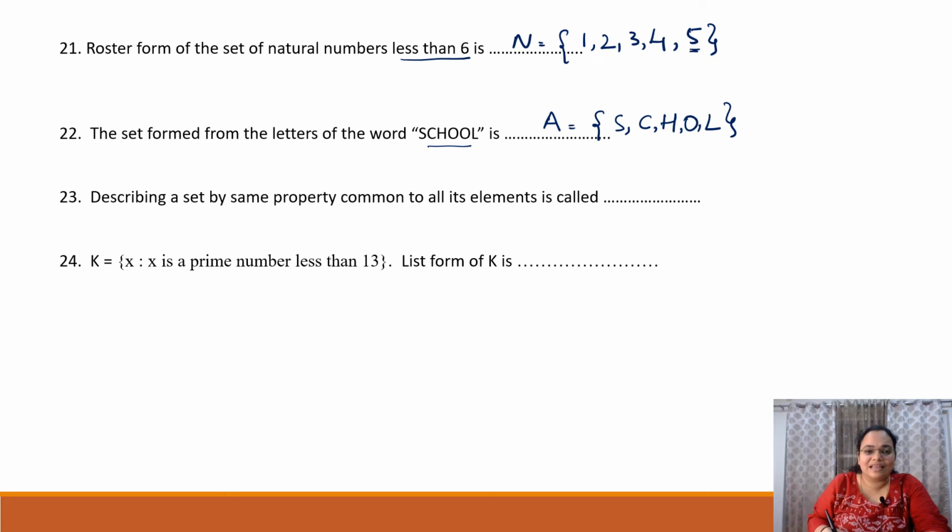The next one is, describing a set by the common property shared by all its elements is called the set builder form, right?